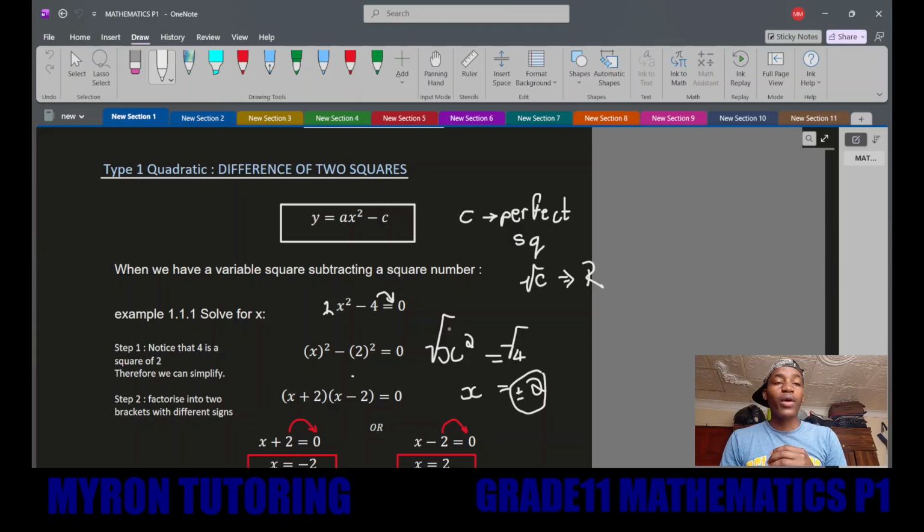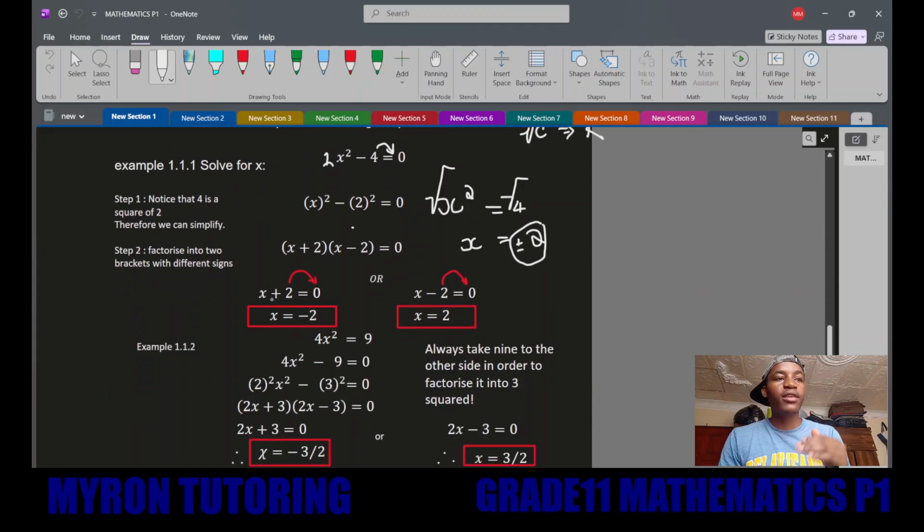A difference of two squares is solved in the following way. For example, a question which asks us to solve for x when we have x squared minus 4. We quickly realize that x squared minus 4 is a variable squared minus a square number, and that number which is being squared is 2. So from that we can use the techniques for difference of two squares.